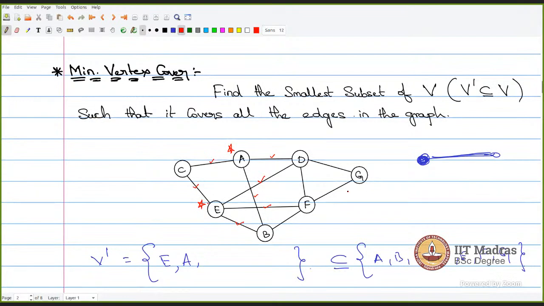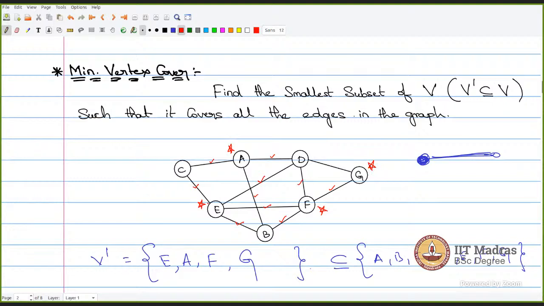F and G are the next. You take any one of them. You choose F. Once I choose F, I add that to V prime. So now this edge is covered, this edge is covered, and this edge is also covered. So the only edge left is DG. Choose any vertex so that it covers it. What shall we choose? Either D or G. G is fine, or D is fine. Okay.